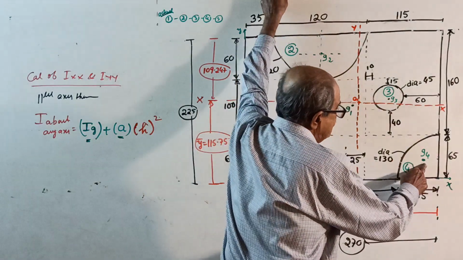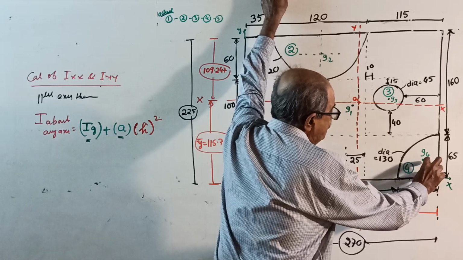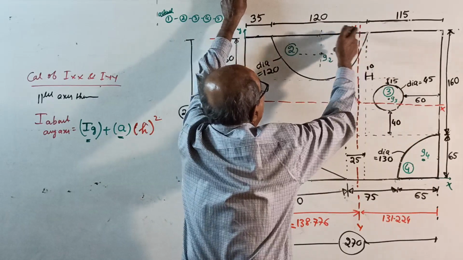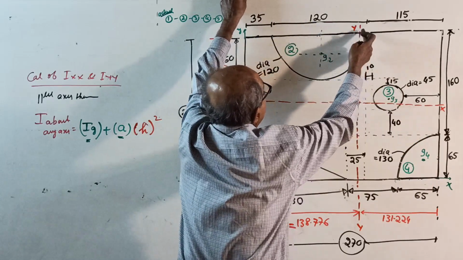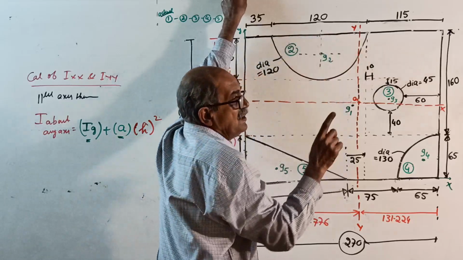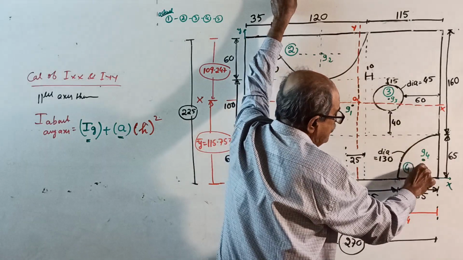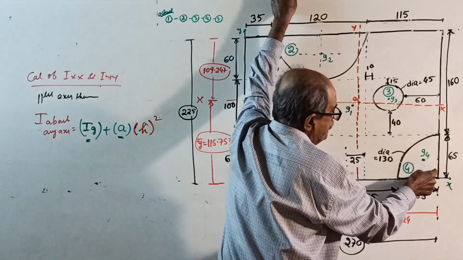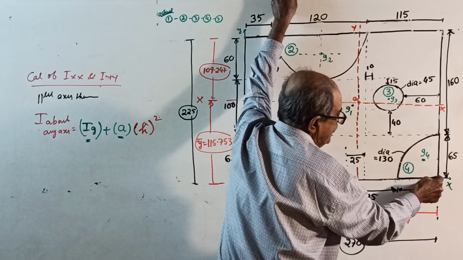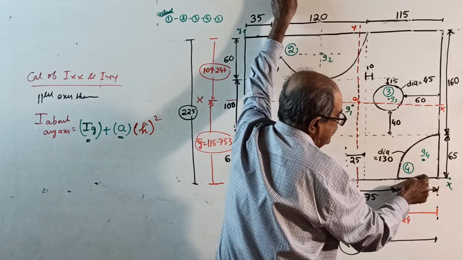Come to quadrant. When you come to quadrant, see, one more thing. See, this centroid is this way. This is 120, means 120 by 2, 120 by 2. This way, 2d by 3 pi. Okay, then here, 2d by 3 pi, 2d by 3 pi. From here, from this point to this point, see, come here, then 2d by 3 pi, 2d by 3 pi.